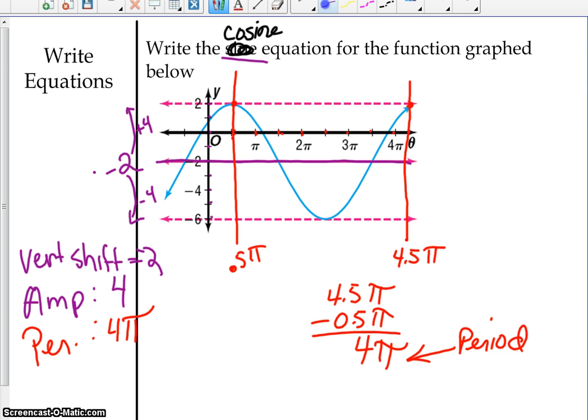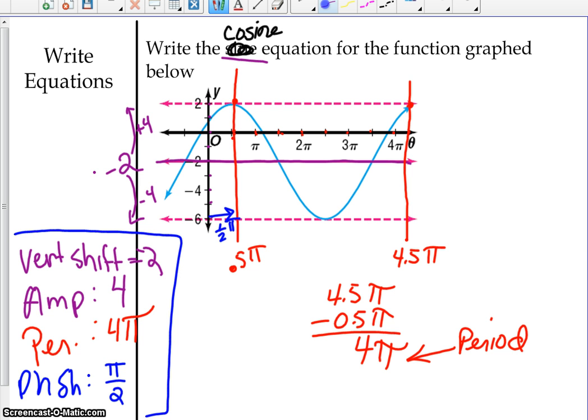All right, last thing I need to think about is my phase shift. Instead of starting here at 0, this one starts here at a half. So it actually had a phase shift going in the positive direction of 1/2 pi. So I'm going to call my phase shift pi over 2, or 1/2 pi. They're the same thing.